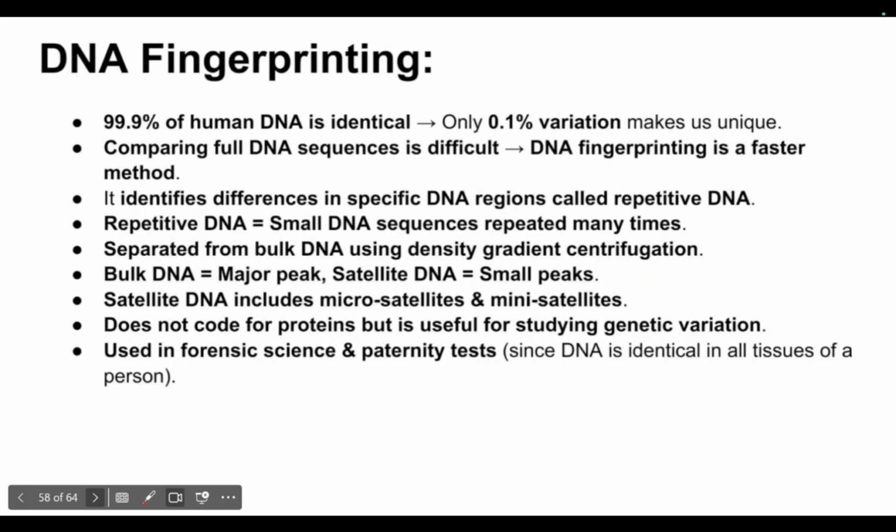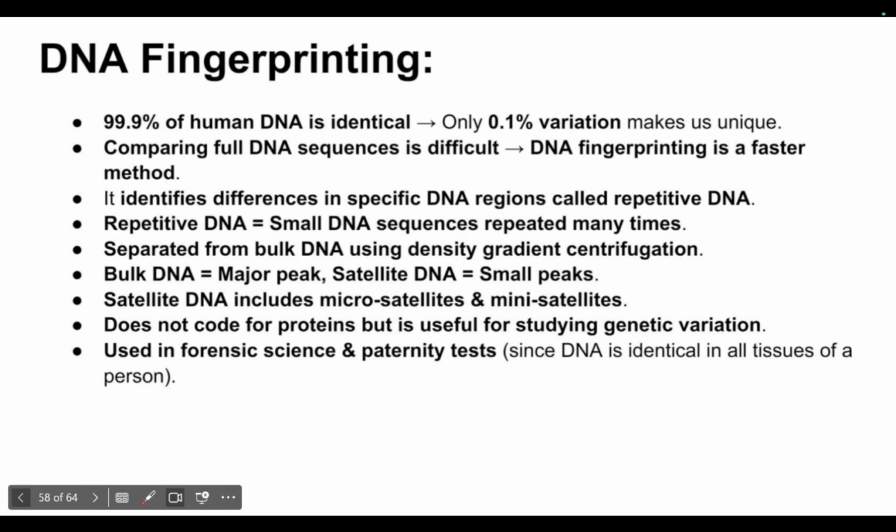The data obtained by the Human Genome Project has further, over time, led to the development of DNA fingerprinting. As we have seen in the Human Genome Project, 99.9% of the human DNA sequence is identical. So only 0.1% variation is there, and only this 0.1% variation makes every human unique. Now, comparing the full DNA sequence is very difficult. So DNA fingerprinting is a faster method for comparing DNA sequences.